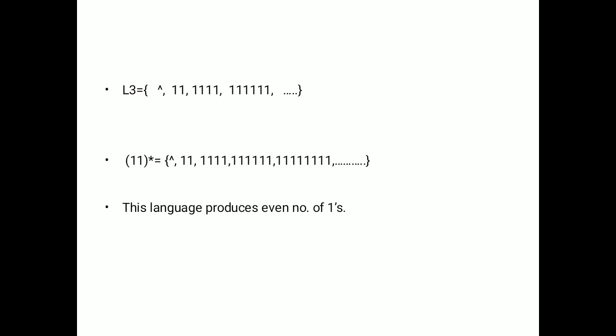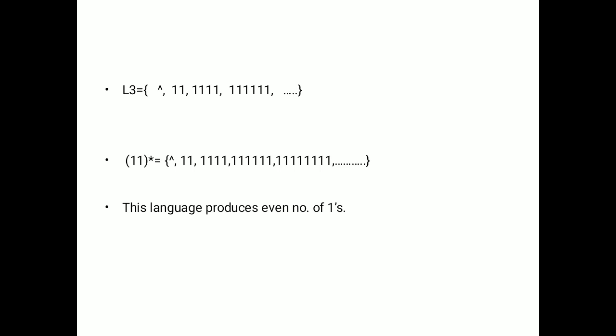So 11 is coming 0 times, which is even number. 11 is coming 2 times, again it is even number. 11 is coming 4 times, again it is even number. 11 is coming 6 times, again it is even number. So in general this particular set can be written in the regular expression as (11)*.